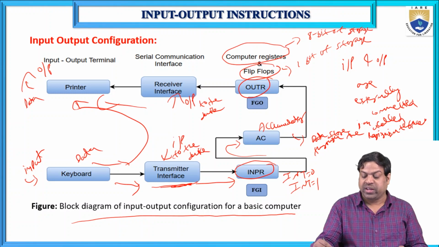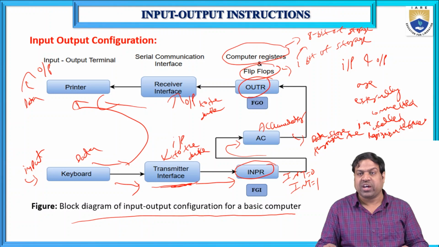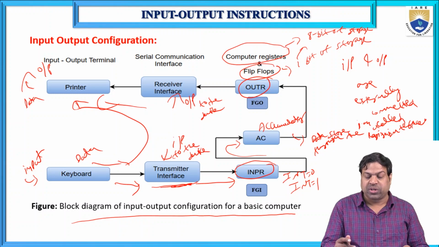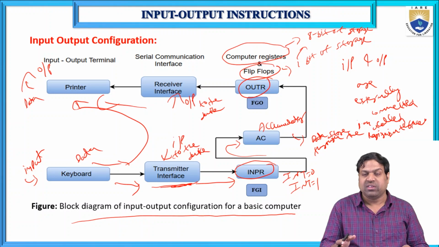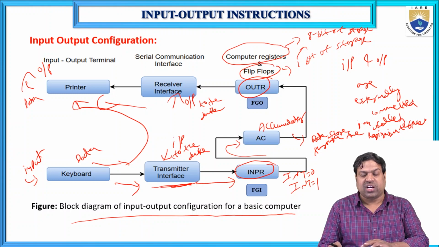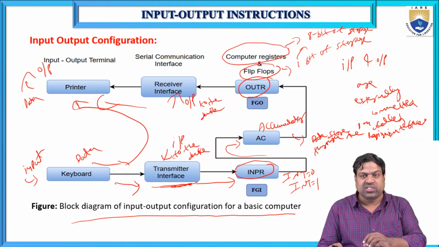More than 1 bit I am taking as a register. Only 1 bit means I have to take a flip flop. And next, serial communication interfacing. The receiver interface is accepting the input data through INPR to OUTR. In the OUTR the data is there. Yes, the output data is available in the OUTR. So the receiver interfacing is passing the data from OUTR to the printer.